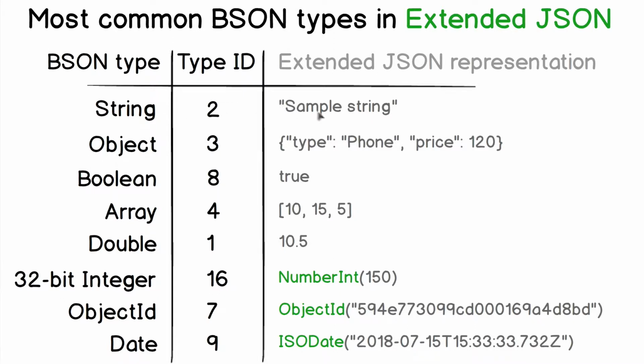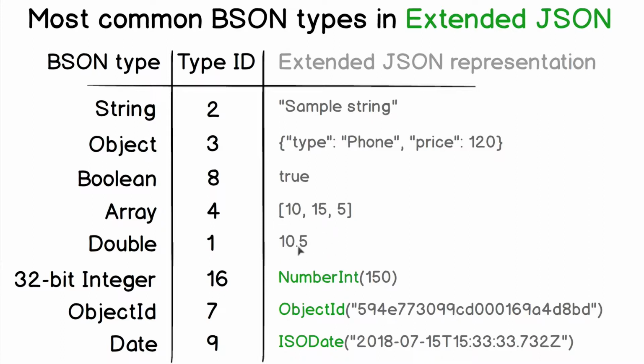String is just a string embedded into quotes. Object is just an object as we have discussed in JSON. Key-value pairs, the key is surrounded by double quotes, and the value can be a string, number, and so on. Boolean, either true or false. Array, square brackets and a list of elements separated by commas. Double, any number in MongoDB, if not instructed otherwise, is stored as a double.